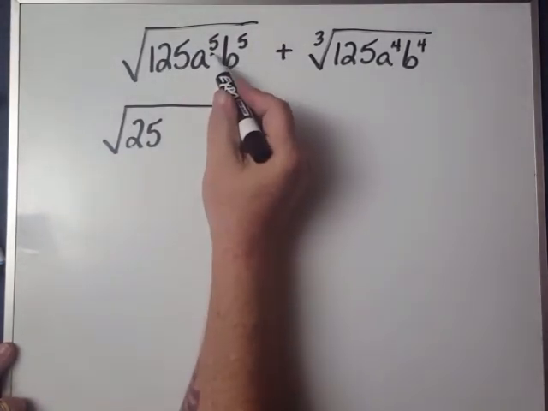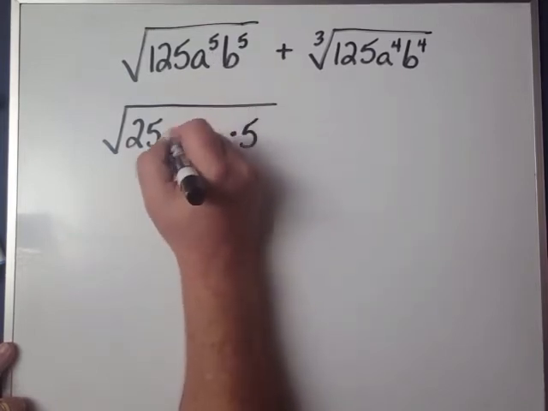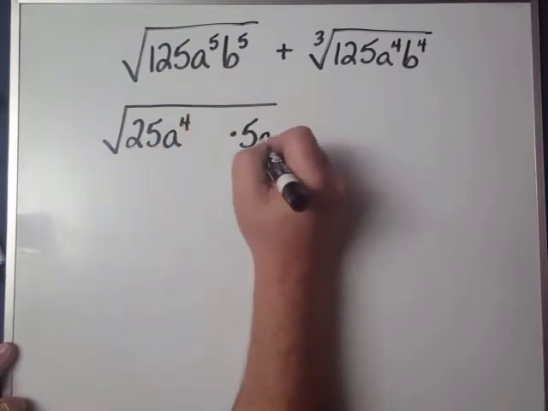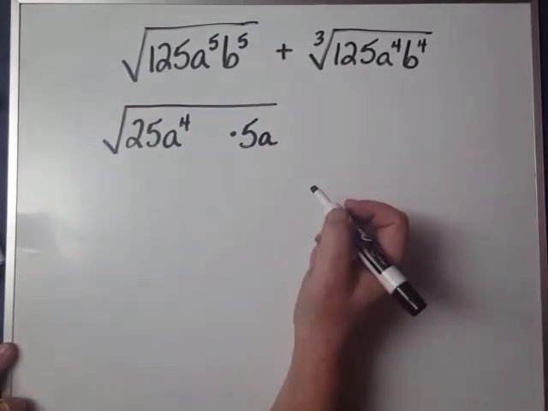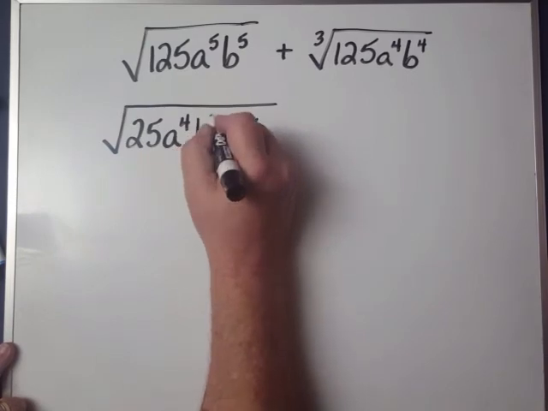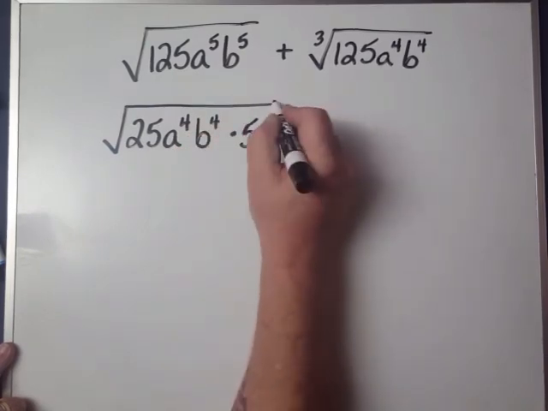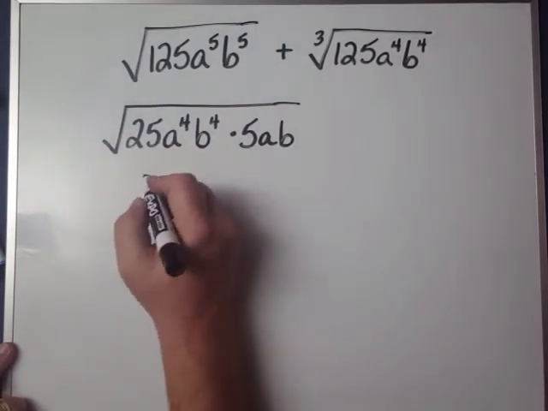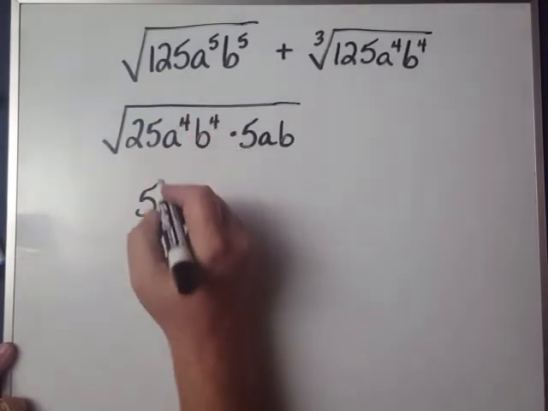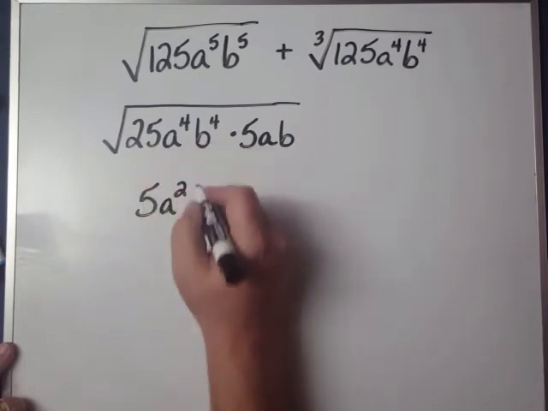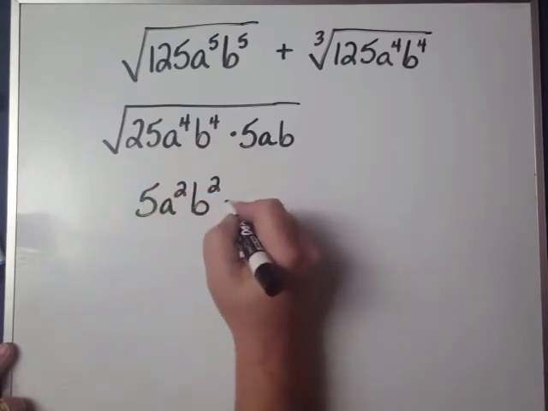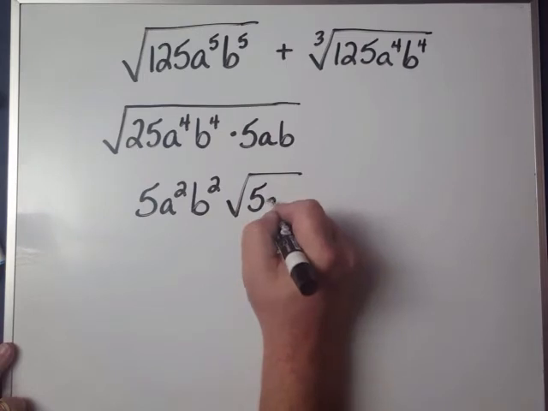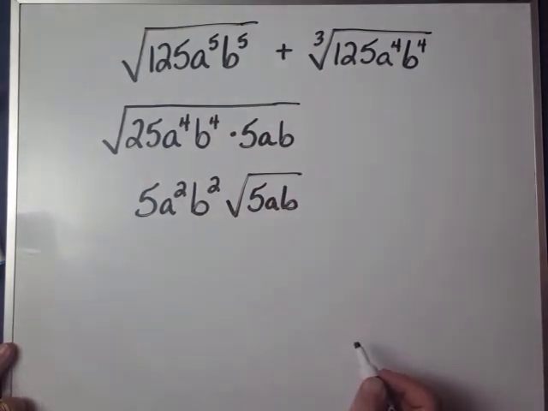A to the 5th, what's the biggest perfect square in a to the 5th? Perfect squares have even powers. A to the 5th contains an a to the 4th, leaving one of those a's behind. B to the 5th likewise contains b to the 4th, leaving a b behind. Let's go ahead and finish up this term. Square root of 25 is 5. Square root of a to the 4th is a squared. Square root of b to the 4th is b squared. Everybody else is stuck inside.